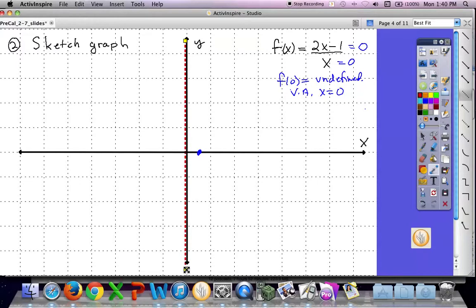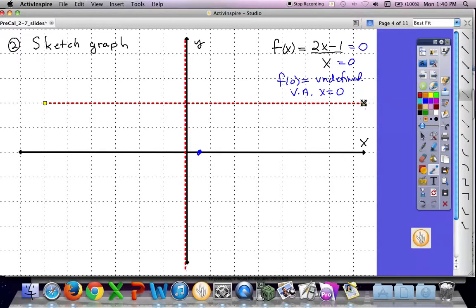And then the horizontal asymptote is, because they're both x to the first, the ratio of the coefficients of the highest degree terms, 2 over 1, or y equals 2. So I can draw in this. Okay, that's all the intercepts and asymptotes.